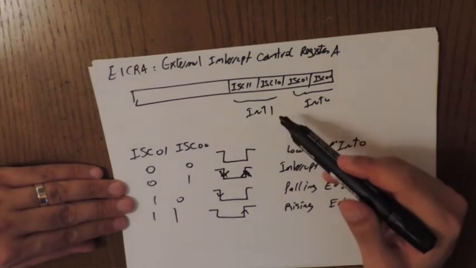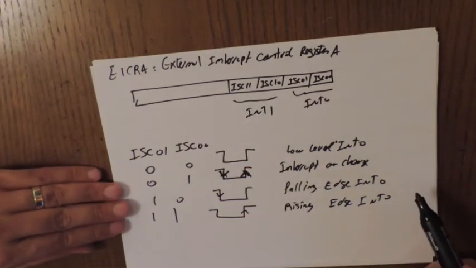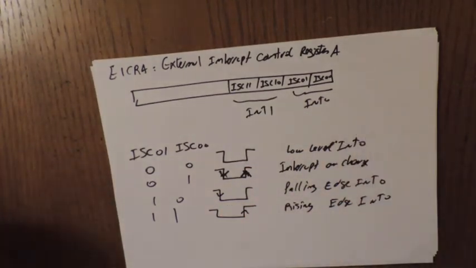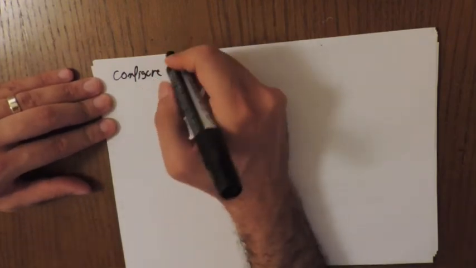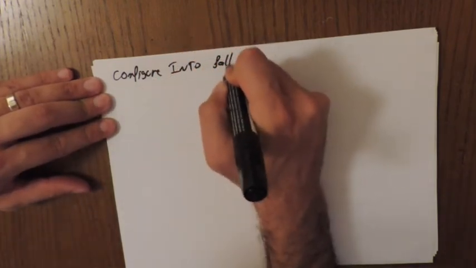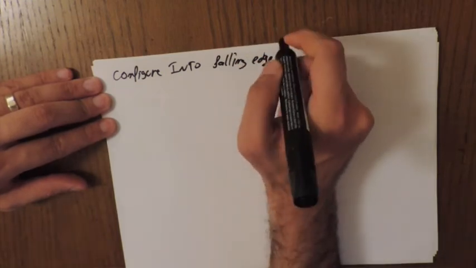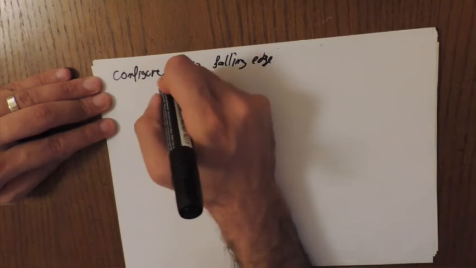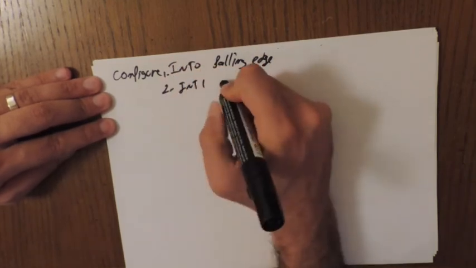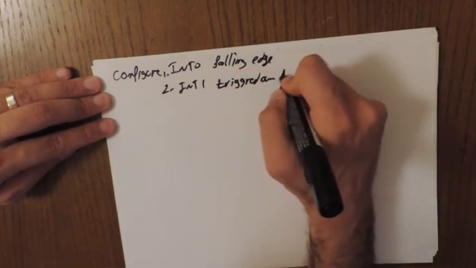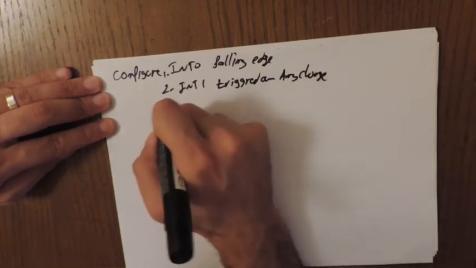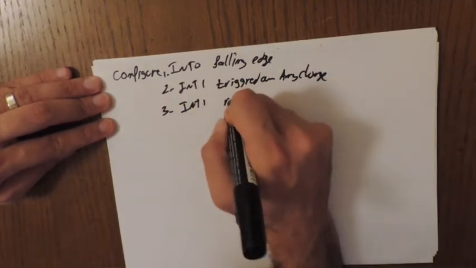Of course, the same configuration happens for INT1. Whenever I want to use INT1, I use ISC11 and 10, and whenever I want to use INT0, I use ISC01 and ISC00. If I take some examples on this, how can we configure: 1, INT0 falling edge; 2, INT1 triggered on any change; 3, INT1 rising edge.